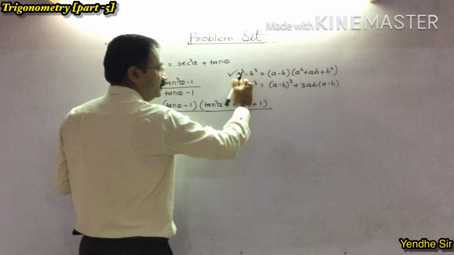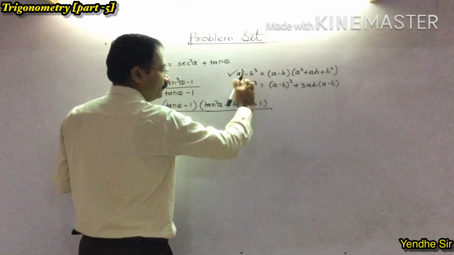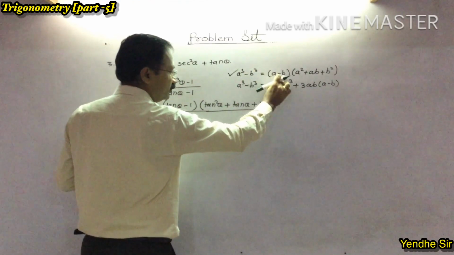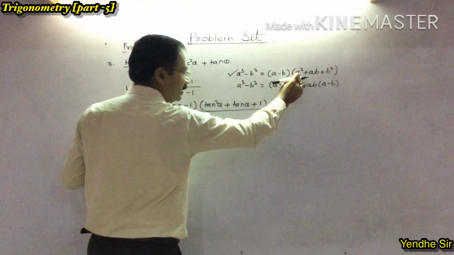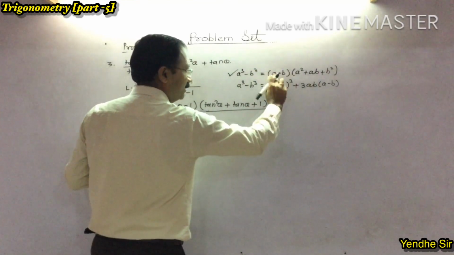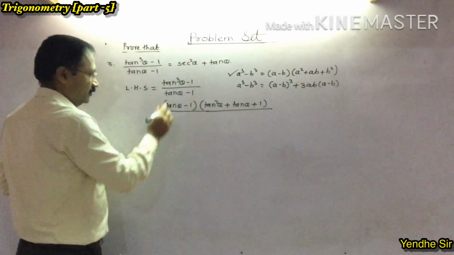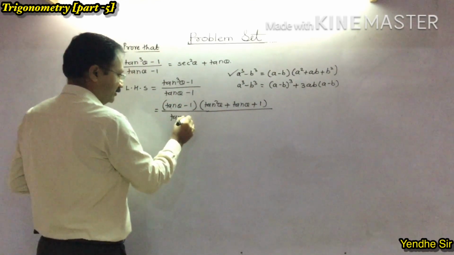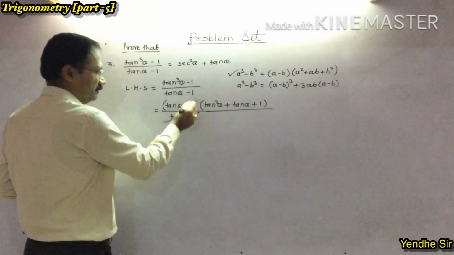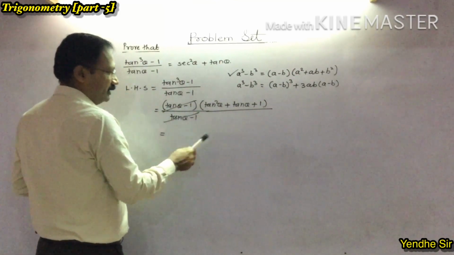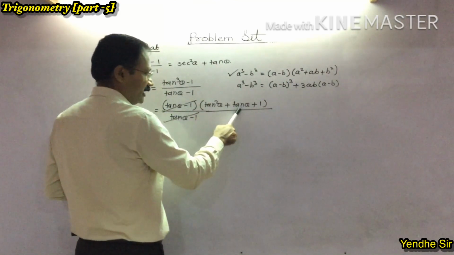How to write this one? The cube root of A cube is A, the cube root of B cube is B, then the first square, then plus the multiplication of both, and the last square. So I have substituted these values. Okay, and it will be as it is, tan theta minus 1, which will be cancelled. So what will remain? Tan square theta plus 1 tan theta plus 1.